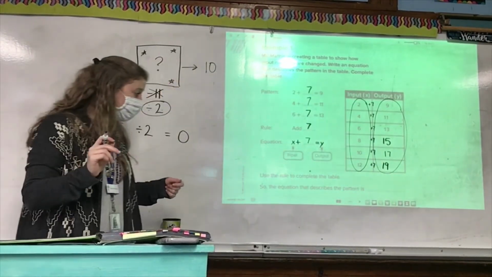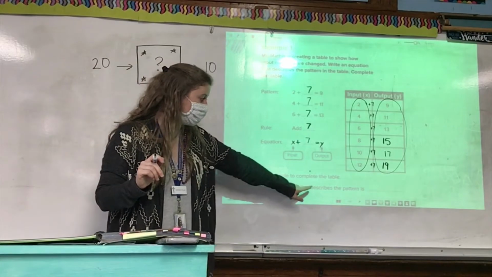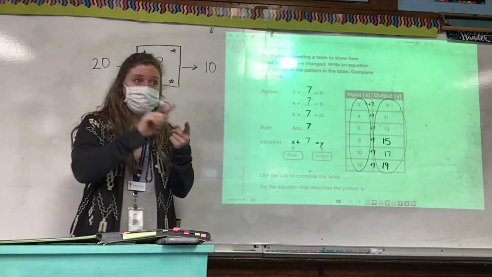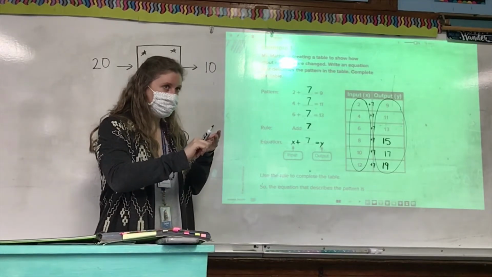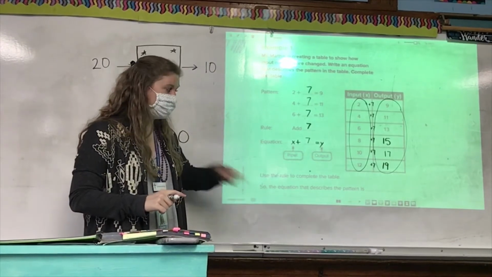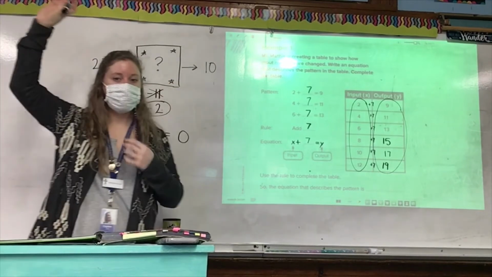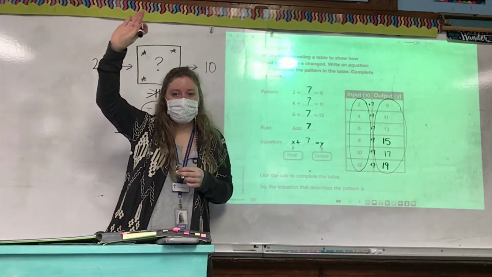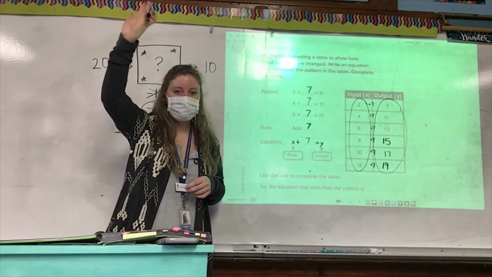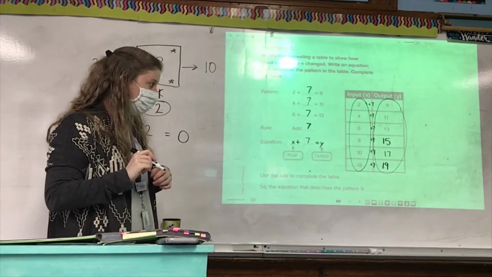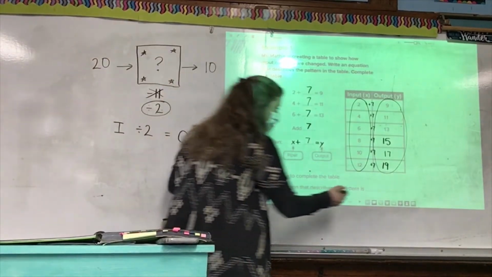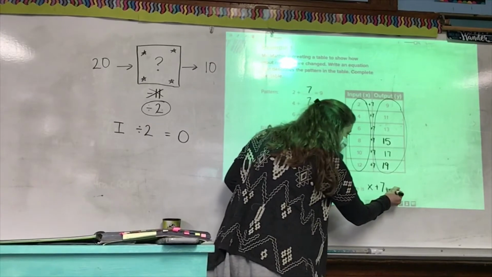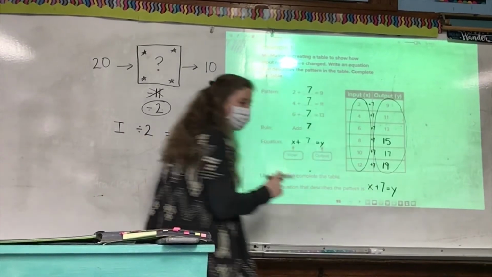So, that worked. That means the equation that describes the pattern is what? Remember, an equation has an operation symbol and an equal sign. We already figured this out. All you have to do is move it from one place to another. Aaron? X plus 7 equals y. X, which is the input, plus 7, which is the rule, equals y, which is the output.